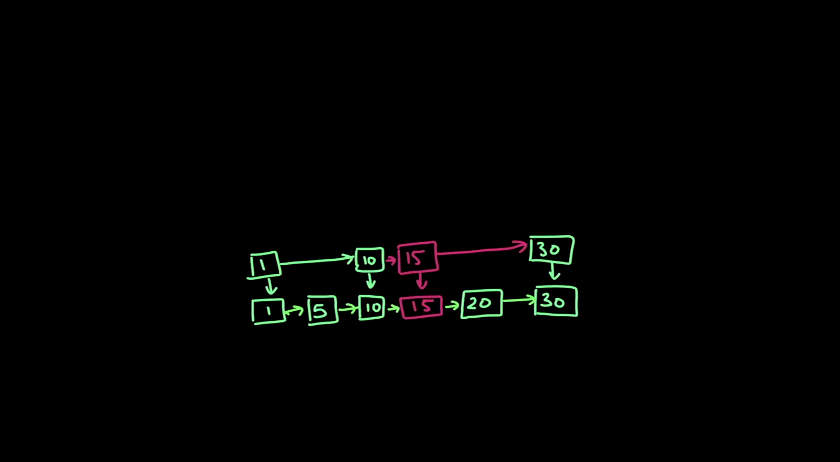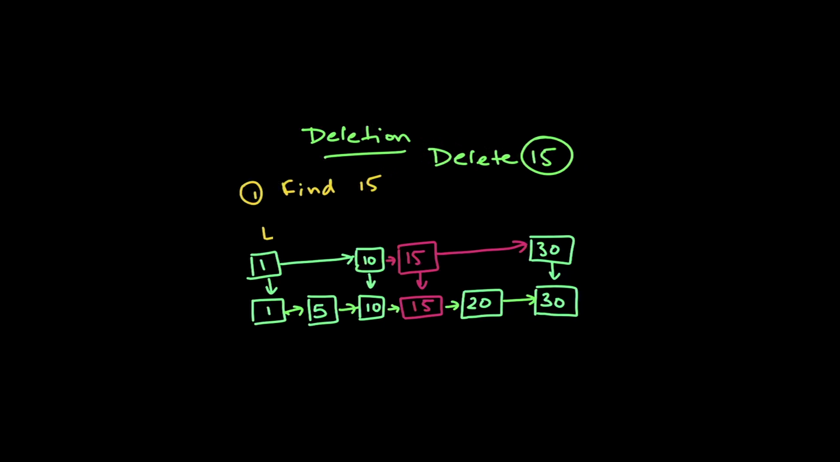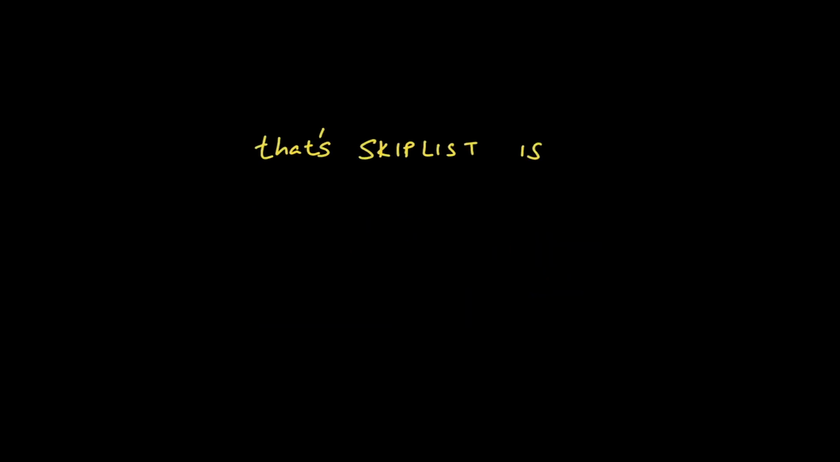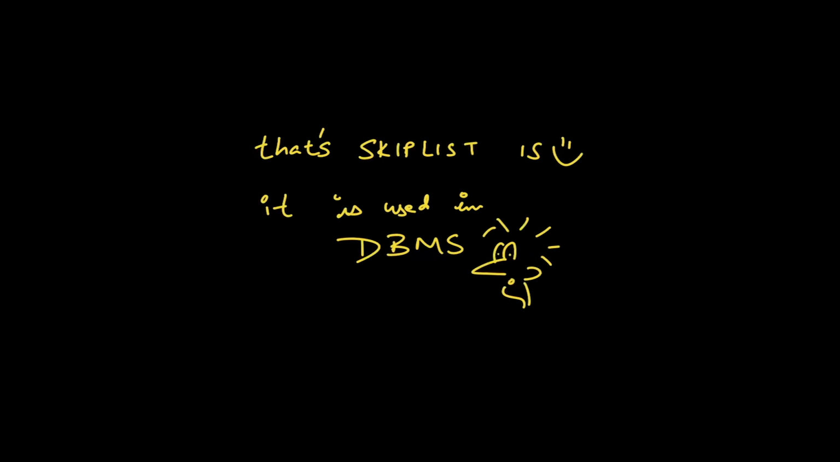Deletion of an element in a skip list is easy. Just search for that element and delete it from all levels. That's basically what skip list is. It is used in database management systems to represent key value pairs and allows fast searching through a table.